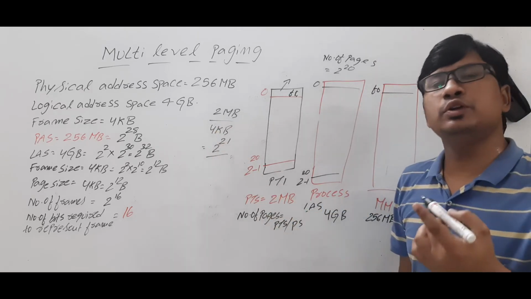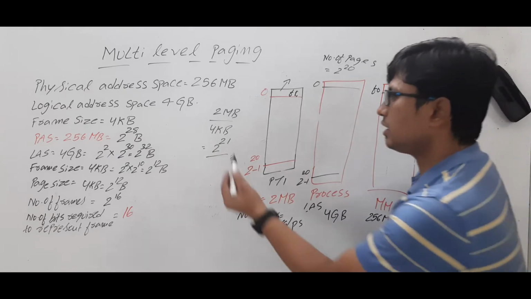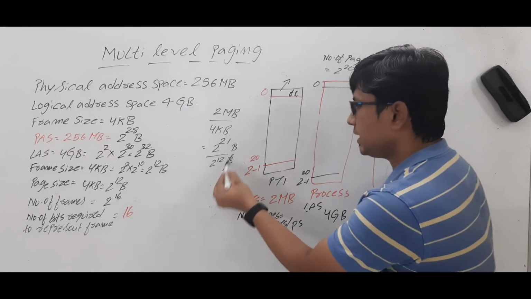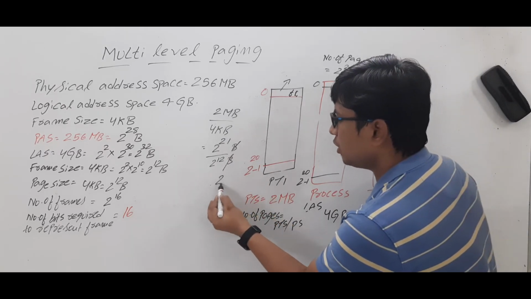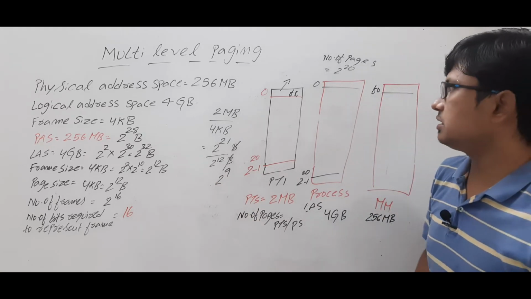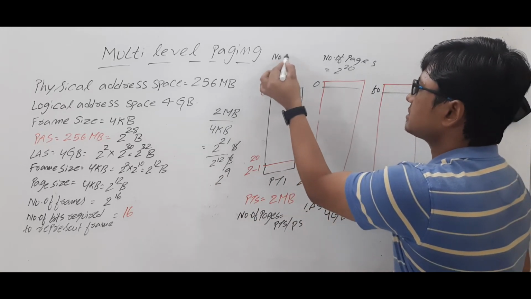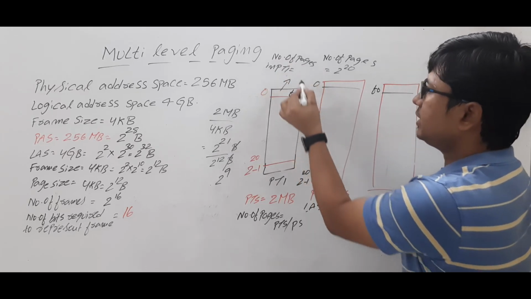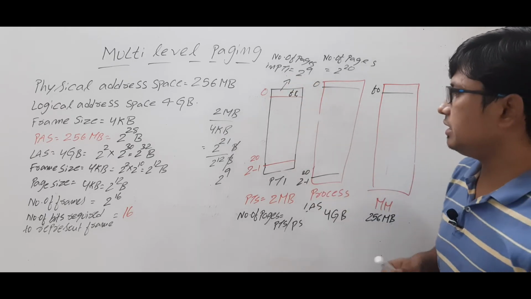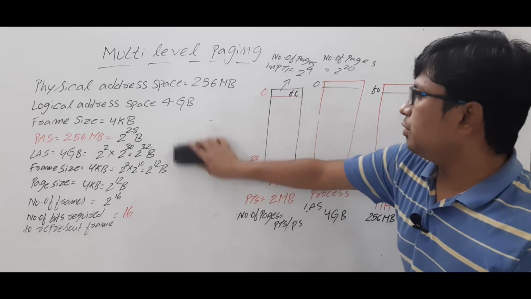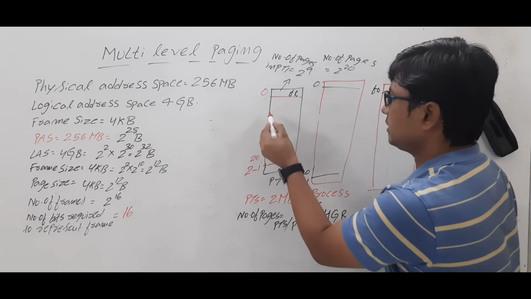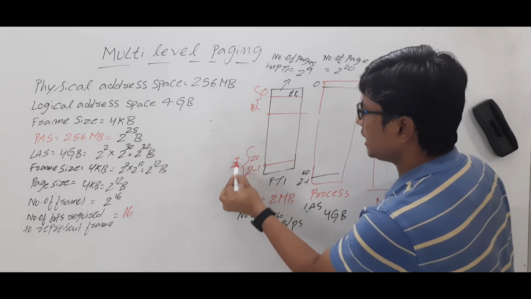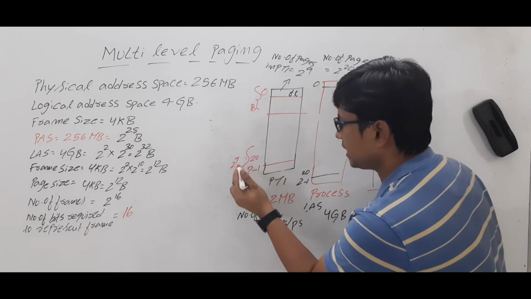1 MB is 2 power 20 and 2 MB is 2 power 21, and 4 KB is nothing but 2 power 12 bytes. This is also in bytes, this is also in bytes. This bytes and this bytes will be cancelled. You will have 2 power 9 pages. Is it clear? So the number of pages in page table 1 will be 2 power 9 pages. So if you have 2 power 9 pages, this is page number 0 and this will be page 2 power 9 minus 1. Are you able to understand, 2 power 9 minus 1 page?